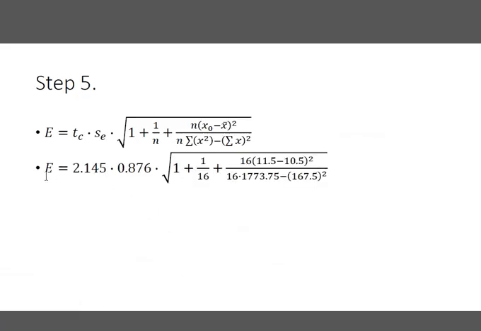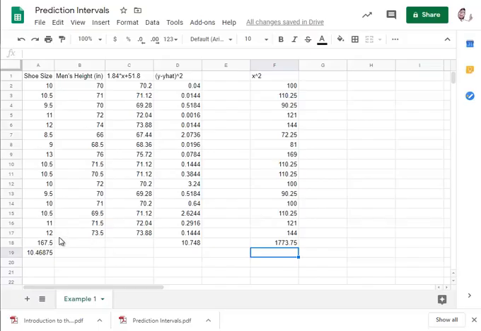So putting it all together, I'm plugging all my numbers in. So the t-score came from, again, step 3. This one came from step 4. 1 plus 1 over 16 plus 16 times, again, I was telling you that XO just is what the problem is asking you to predict for. So you plug that number in there, minus the mean, 10.5. That came again from me just averaging this, and I did a little bit of rounding there, 10.46. I just rounded it to 10.5.